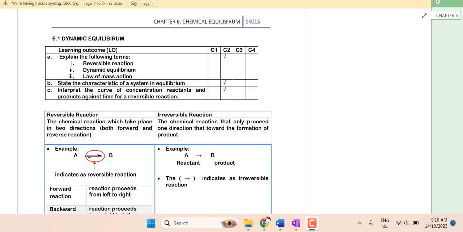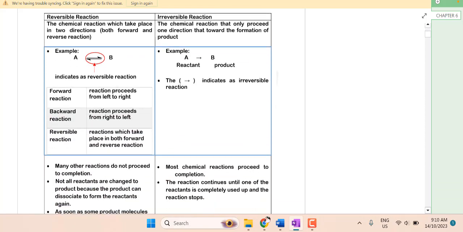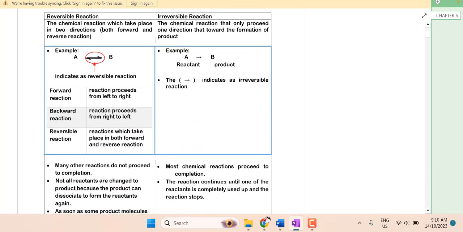Chemical equilibrium. So first, we are going to learn about dynamic equilibrium. Before we learn the meaning of the word equilibrium, we should know what reversible and irreversible reactions are. For a reversible reaction, the chemical reaction takes place in two directions, meaning reactant can become product. At the same time, product can also form reactant.